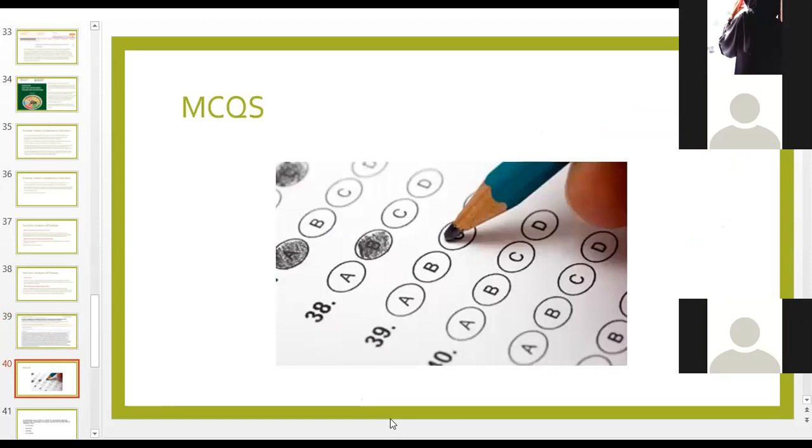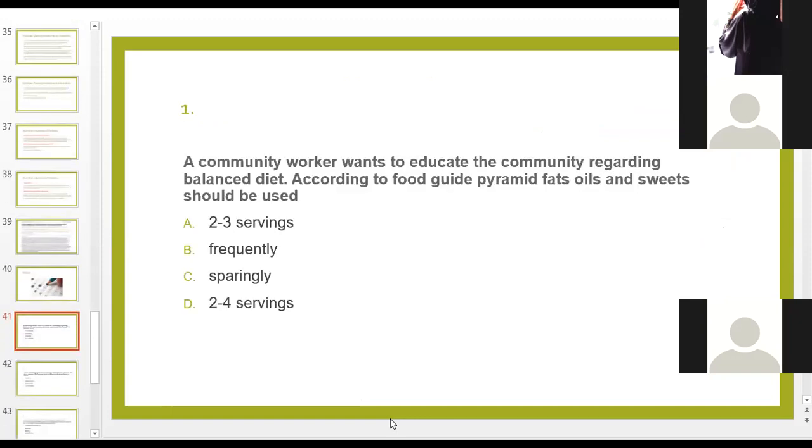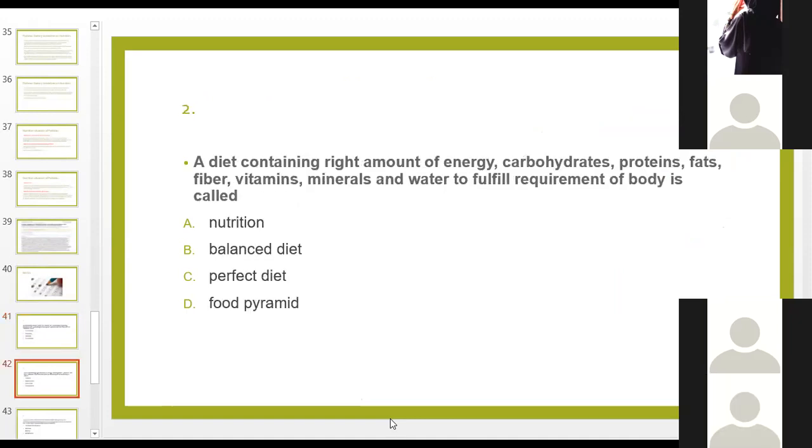Now it's time for the MCQs. A community worker wants to educate the community regarding a balanced diet. According to the food guide pyramid, fats, oils, and sweets should be used sparingly. A diet containing the right amount of energy, carbohydrates, proteins, fats, fibers, vitamins, minerals, and water to fulfill the requirements of the body is called a balanced diet. Yes, this is a balanced diet.